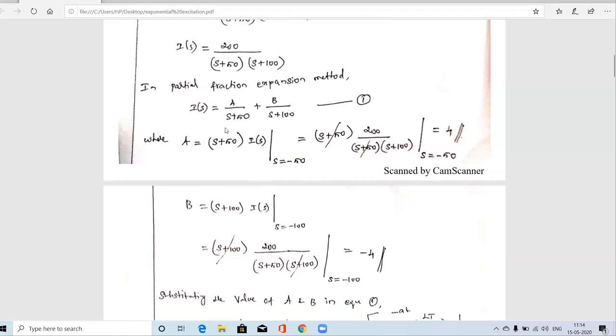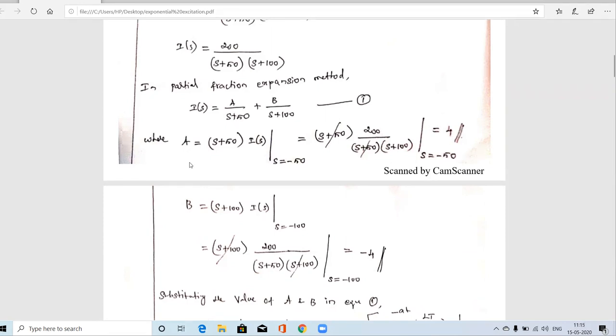It is easy. Okay, but here the a value is calculated as, so a denominator value, the s plus 50, we just multiply with the total function I of s at this root value. So what is the root value of this s plus 50? S equal to minus 50. Right? But here, s plus 50 into what is the I of s value? The I of s value is 200 divided by s plus 50, s plus 100. But here s plus 50, s plus 50 cancelled. And in the remaining term, in the place of s, we have to substitute minus 50. So we will get 200 divided by 100 minus 50. So the answer is 4.